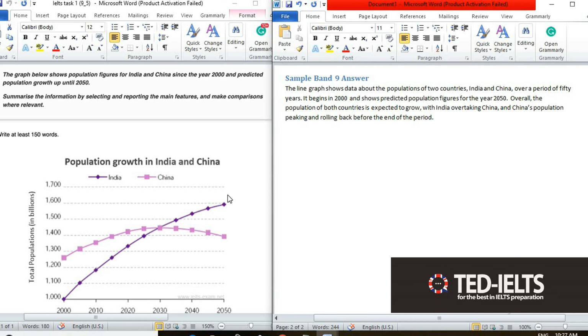Now I'm going to move into the next section. I'm going to write some actual details about this. To do this, I need to pay close attention to the years along the bottom, as well as the total populations at the top or on the left here. This is in billions.